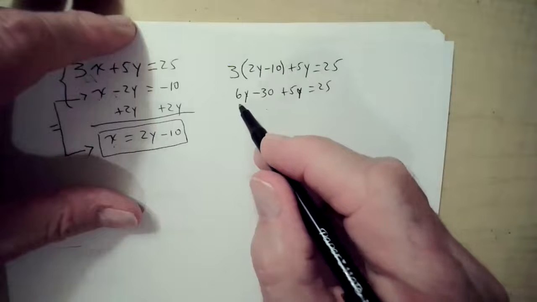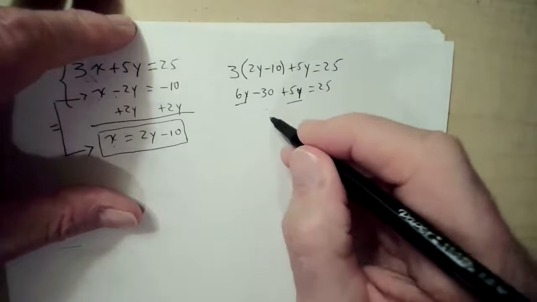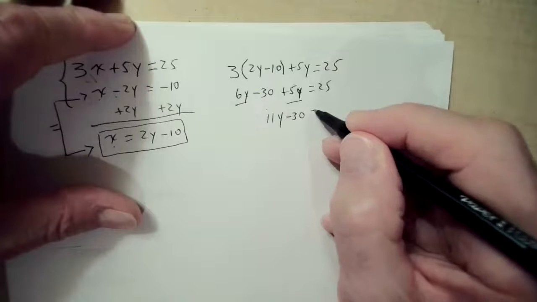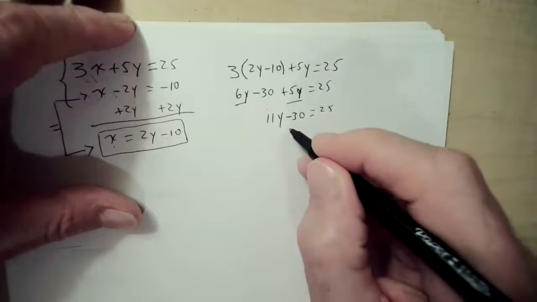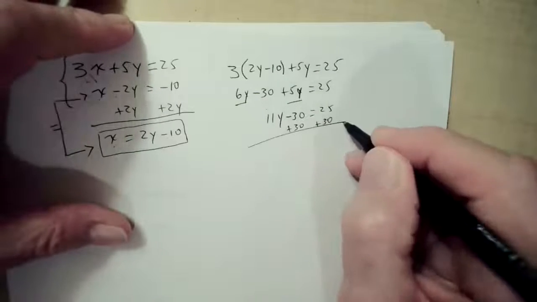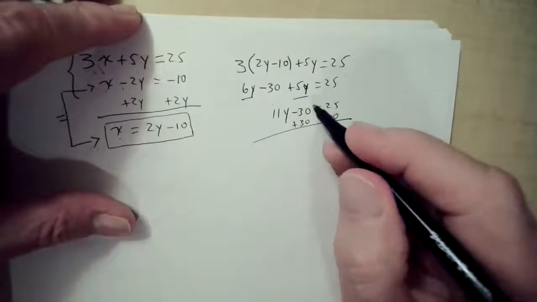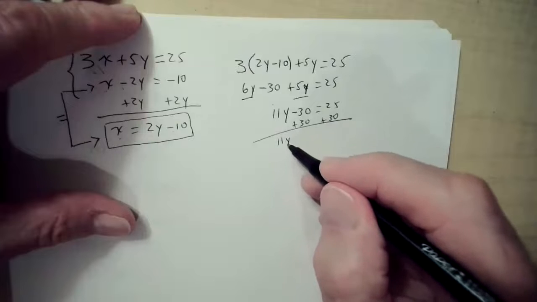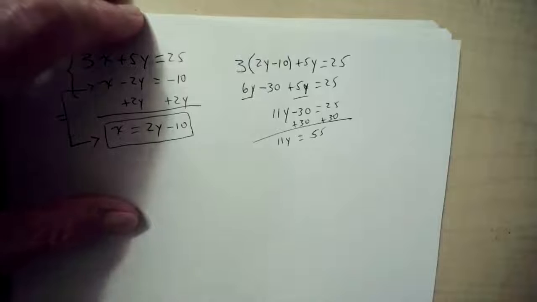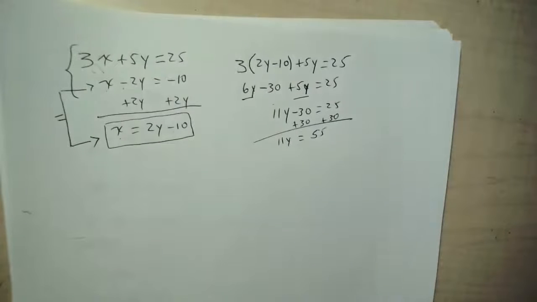Okay, now we combine like terms. 6y and 5y is 11y minus 30 equals 25. Add 30 to each side. Okay, that's gone. So we have 11y equals 55.